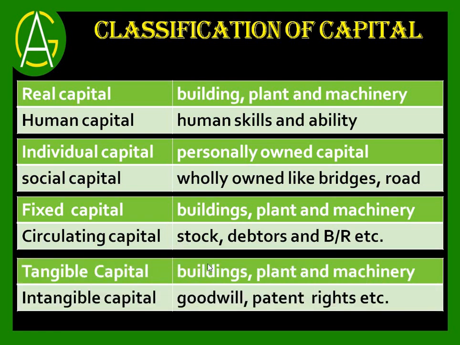And next comes tangible capital and intangible capital. Now tangible capital is buildings, plants and machinery, which can be seen and touched. But the things which cannot be seen and touched are considered as intangible capital. So for example, goodwill, patents, trademarks, copyrights, all these exist in the business but they cannot be seen and touched. That is why they are known as intangible capital. So these all are the types of capital according to different viewpoints.